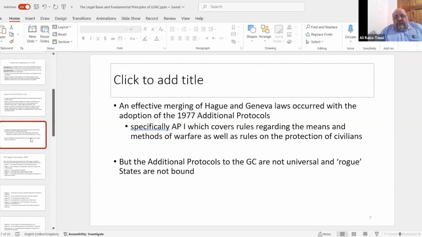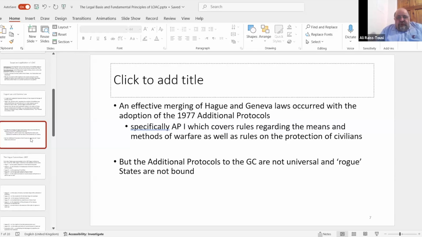Hague law and Geneva law was, to an extent, merged together in 1977 when two protocols were added on to the four Geneva Conventions. A protocol is an extension of a treaty that usually is negotiated and agreed after the original treaty has been signed and has come into effect. So it is an afterthought when states later on agree to other things. The four Geneva Conventions have three additional protocols.